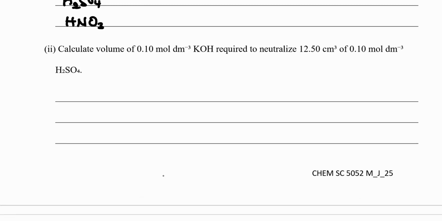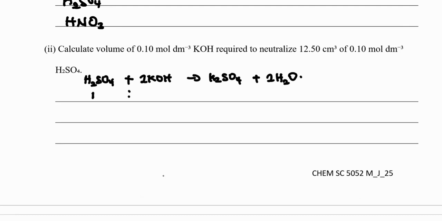Now, in this situation, we need to write a balanced chemical equation. Our balanced chemical equation is going to be H2SO4 plus 2 potassium hydroxide to give us K2SO4 plus 2 moles of water. Based on this reaction, 1 mole of H2SO4 requires 2 moles of potassium hydroxide. Okay, we have established that.